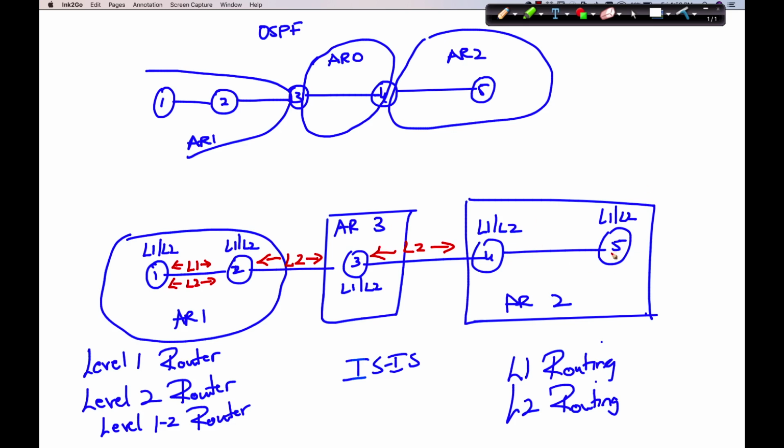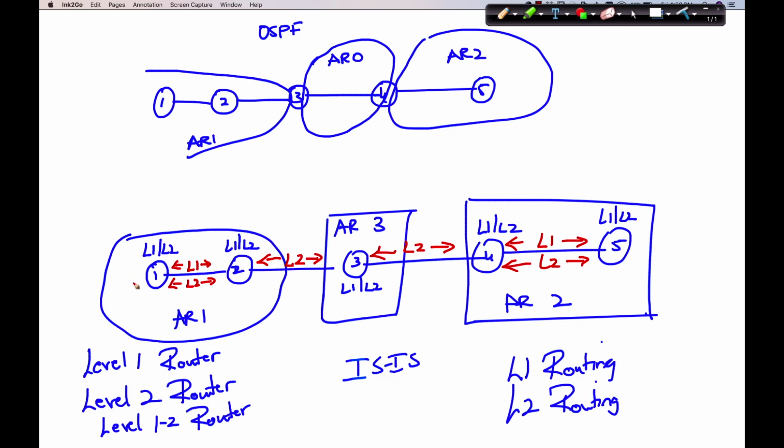As far as 4 and 5 are concerned, they're in the same area, so they would form level 1 adjacency and they would form level 2 adjacency. So absolutely no problem. Now let's talk about it from a route perspective. How are the routes going to be advertised?